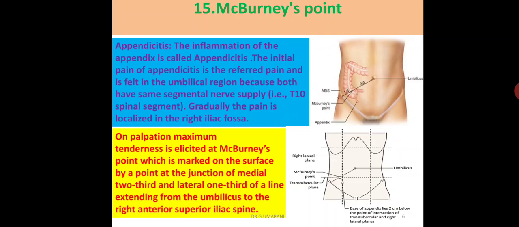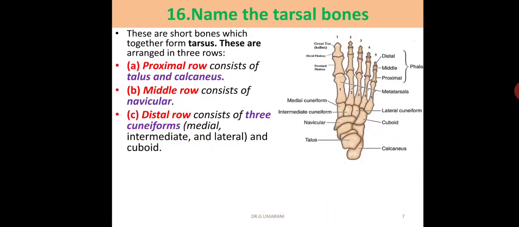It is the point on the surface at the junction of the medial 2/3 and lateral 1/3 of a line joining the umbilicus to the anterior superior iliac spine. So if you draw a line from the right anterior superior iliac spine to the umbilicus, it is the point between the medial 2/3 and lateral 1/3. There maximum tenderness is present in appendicitis. So this point is known as McBurney's point.